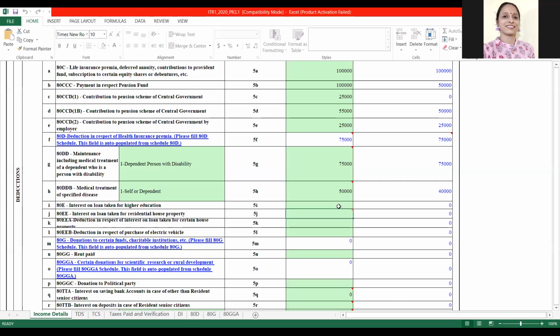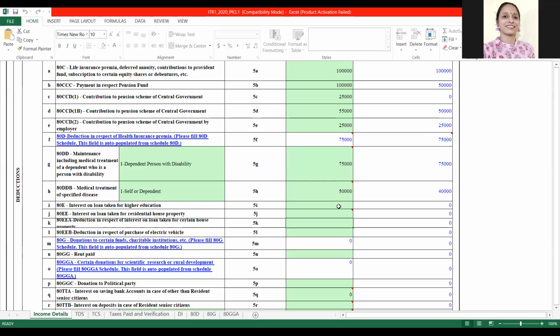Above the limit which is there under section 24, this is over and above that. Here you can claim up to 1,50,000. So 2 lakh you can claim under section 24, and 1,50,000 you can claim here. Okay. So this is 50,000. 80EE is 50,000.